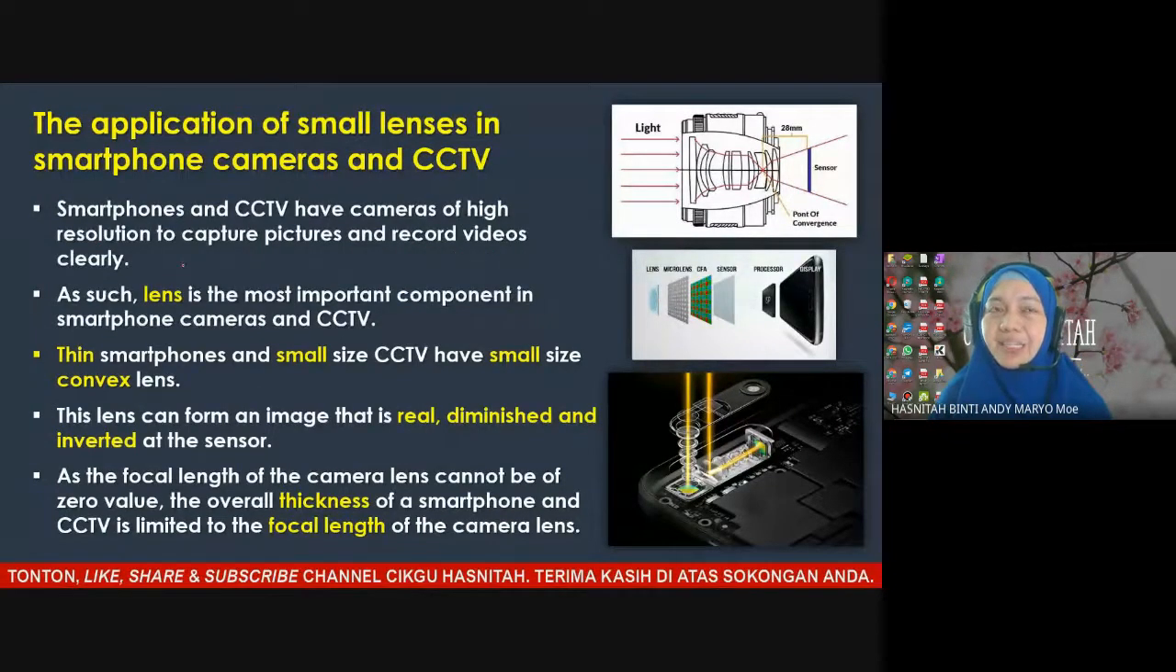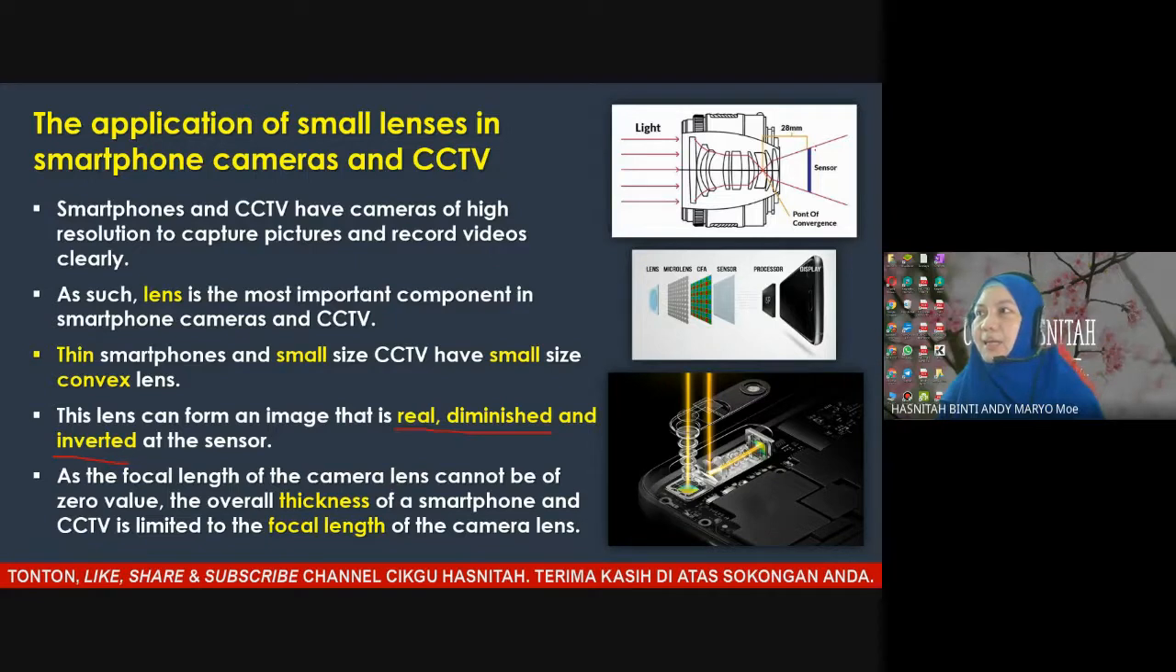Rumah siapa ada CCTV, you boleh tengok-tengok lah you punya CCTV macam mana the structure. So in both smartphone and CCTV, again we are using convex lenses, students, but with a very thin size. Sebab you punya smartphone itu very thin, right? Nowadays, we have a very fine, very thin smartphone, which means the camera also has to be very thin. So this lens can form an image which is real, diminished, and inverted at the sensor.